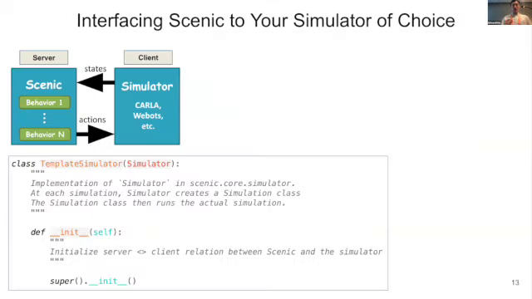For example, at the beginning, you need to create this initial client-server relation. In the simulator.py template code that we provide, in this init function, that's where you may want to create the client-server communication between Scenic and your simulator using the APIs provided by the simulator. Your simulator must be providing some mechanism for you to control the agents in the simulation. So what is that API? And then let's use that API.